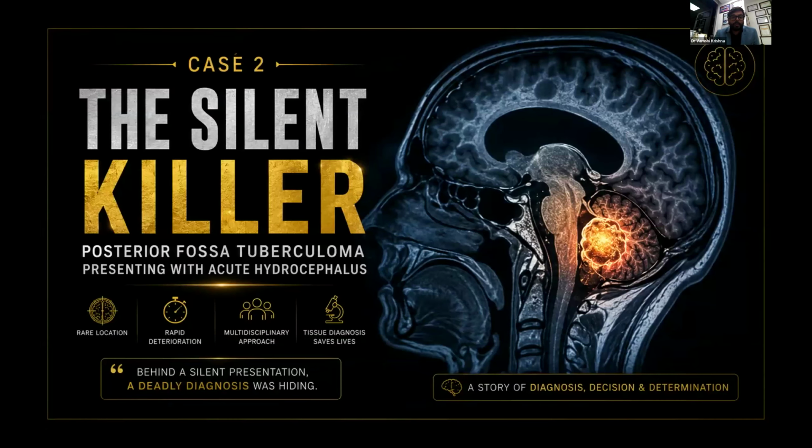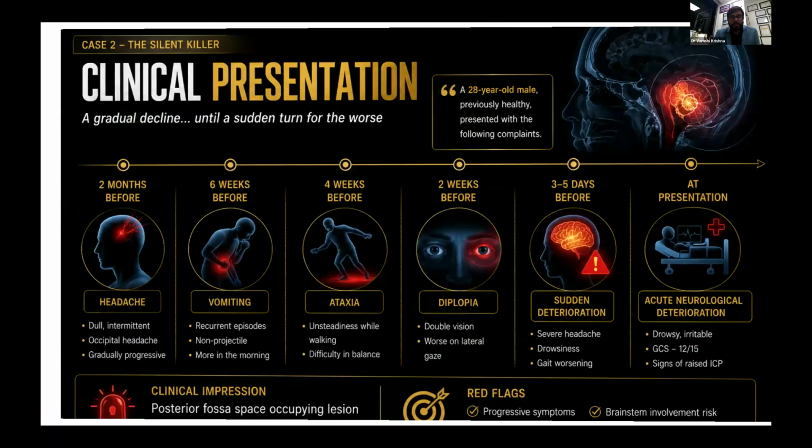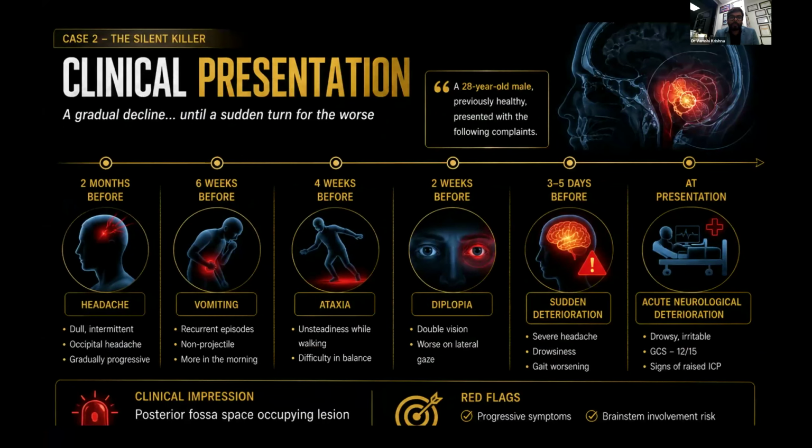The second case was also the same. He was a 28-year-old male. He had headache, vomiting, ataxia, diplopia, and sudden deterioration, and when he presented to us, he had an acute neurological deterioration with a GCS of 12 by 15.